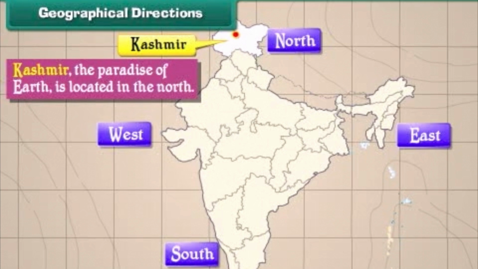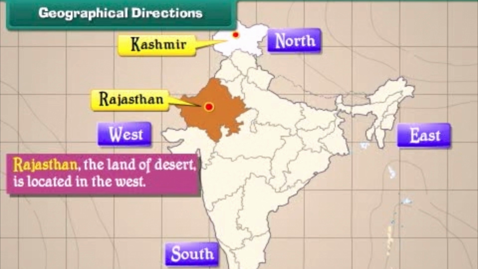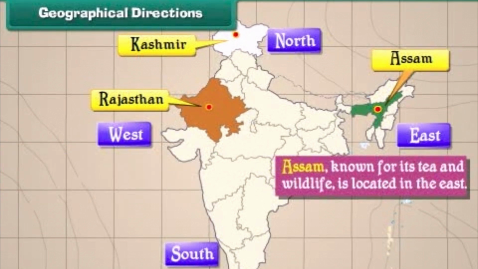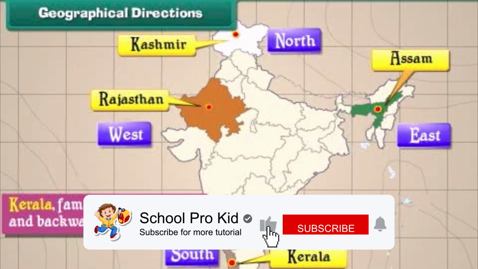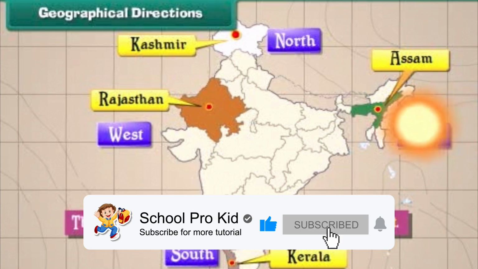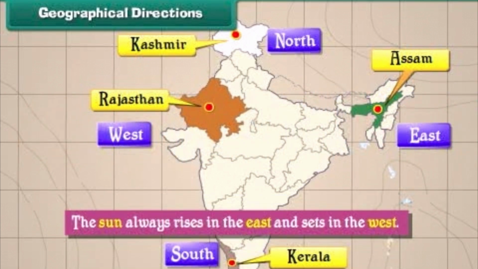Kashmir, the paradise of earth, is located in the north. Rajasthan, the land of desert, is located in the west. Assam, known for its tea and wildlife, is located in the east. Kerala, famous for its spices and backwaters, is in the south. The sun always rises in the east and sets in the west.